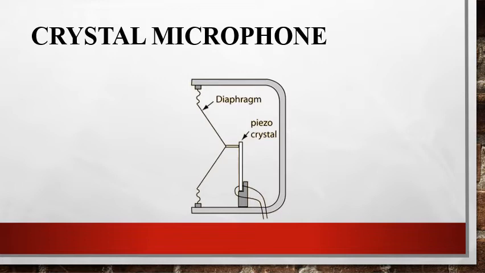Early crystal microphones used rock salt because of its high output, but it was sensitive to moisture and somewhat fragile. Later, microphones used ceramic materials such as barium titanate and lead. The electric output of crystal microphone is comparatively large, but the frequency response is not comparably good. Dynamic microphones play a major role when we compare them with the crystal microphone. So, crystal microphones are not seriously considered for the music market.